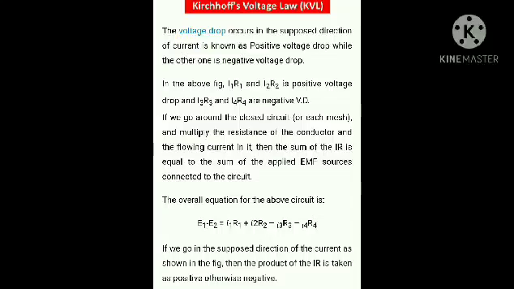The overall equation for the circuit is expressed as E1 minus E2 is equal to I1 R1 plus I2 R2 minus I3 R3 minus I4 R4. And if we go in the supposed direction of the current as shown in the figure, then the product of the IR is taken as positive, otherwise it is negative.